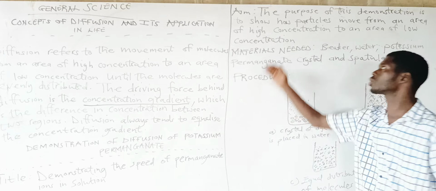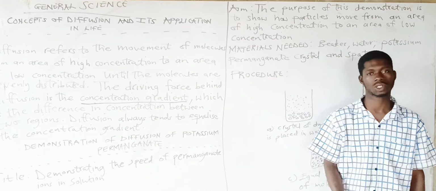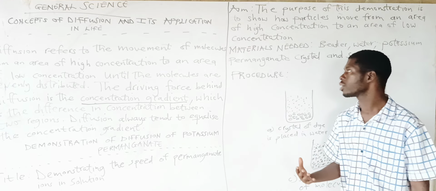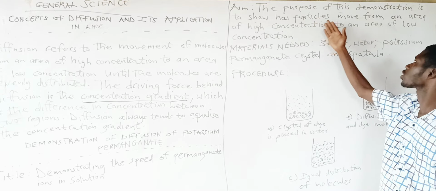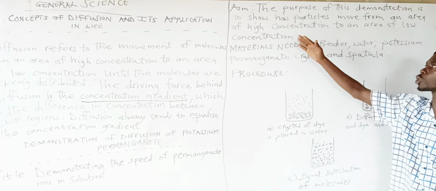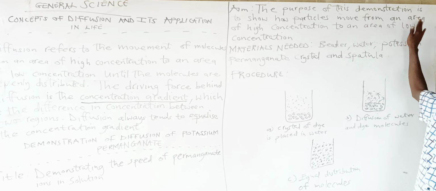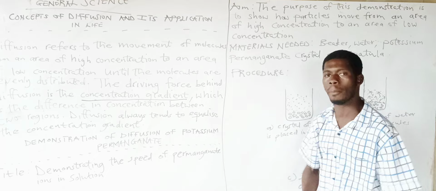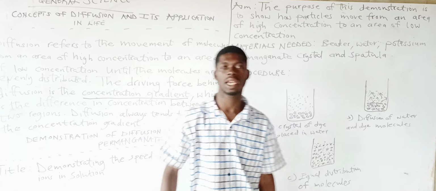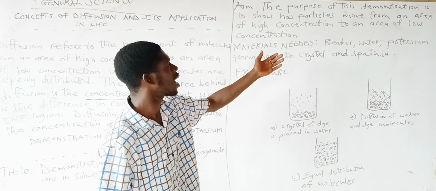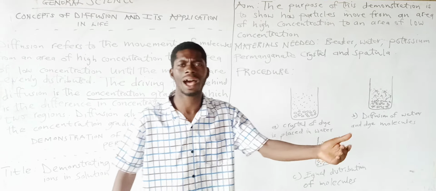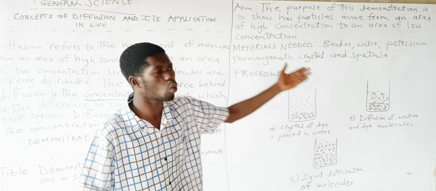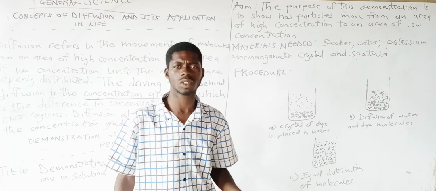Now, let's come to the aim. As I said, the aim means the purpose of the experiment. The purpose of this demonstration is to show how particles move from an area of high concentration to an area of low concentration. So the purpose of this experiment is what? To demonstrate how a particle will move from an area or region of higher concentration to a region of what? Lower concentration.